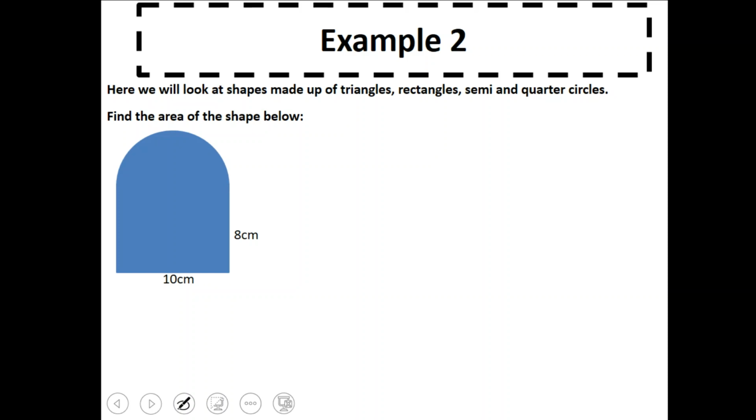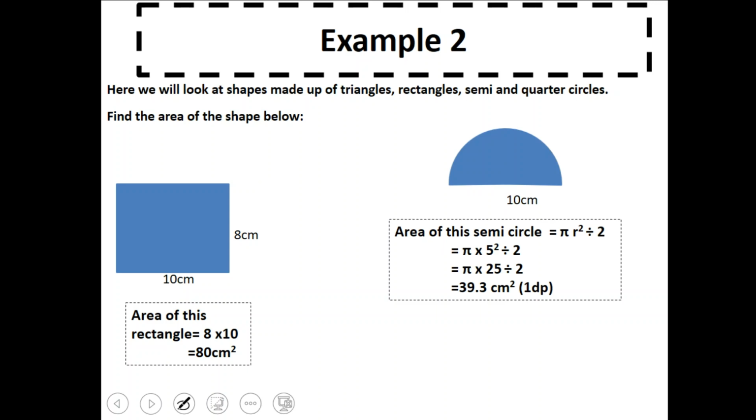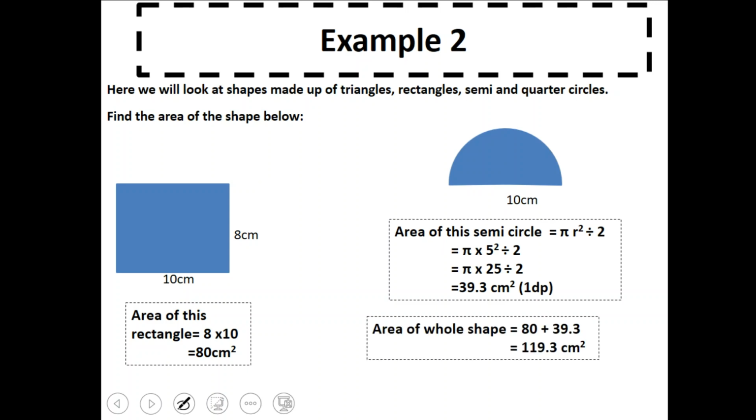Okay, just like your previous example, I would like you to do this question on your own. Please split the shape up and answer this question in 3 parts like the previous example. Please pause this video now and have a go. Your answers will be coming up after this. Okay, the answer that you should have got is 119.3 centimeters squared.